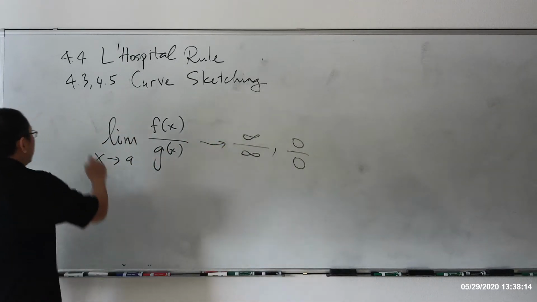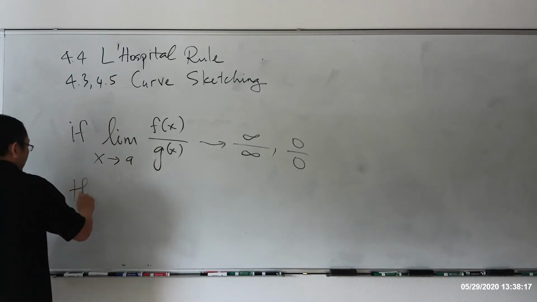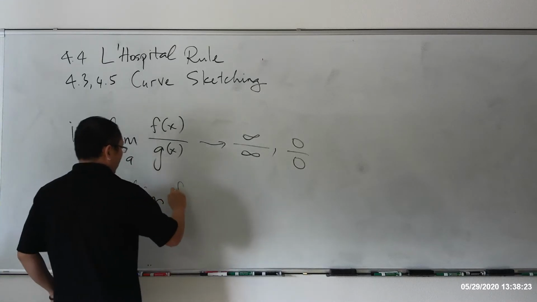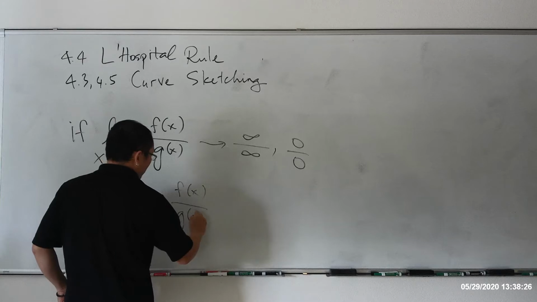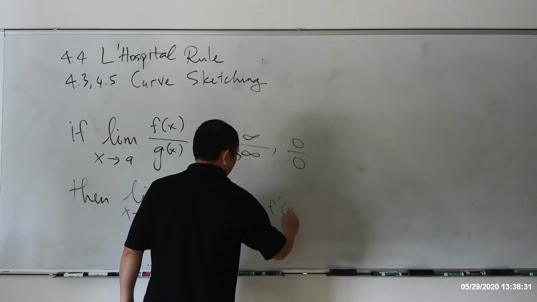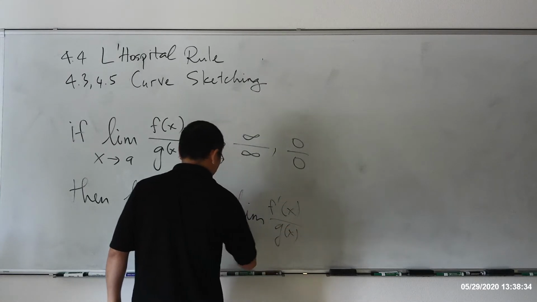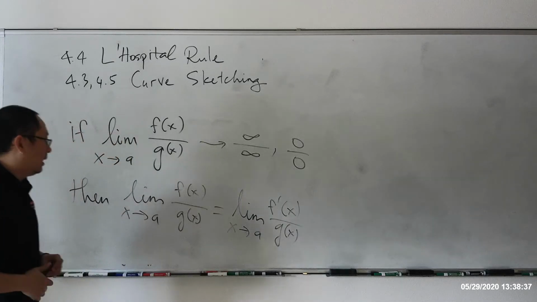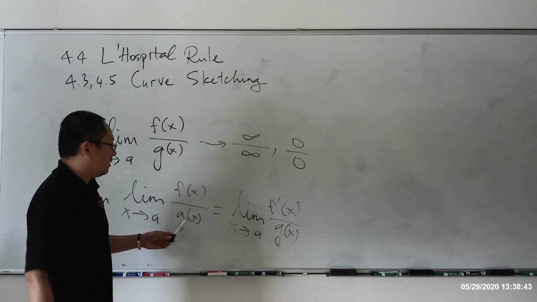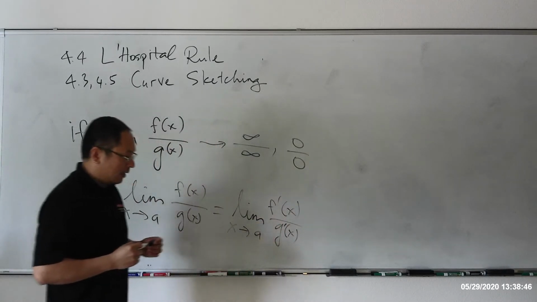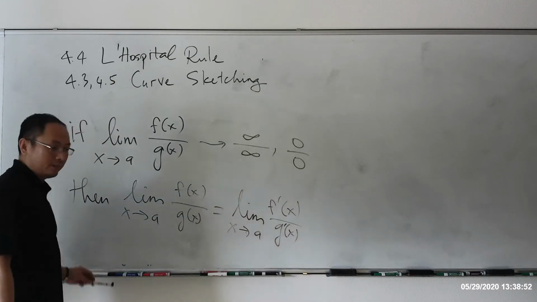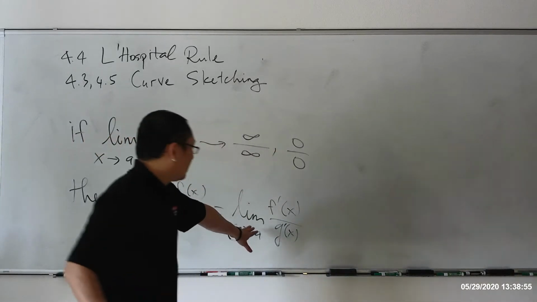Then the L'Hopital rule says this: if the limit is of this form, then the limit of f of x over g of x will be equal to the limit of f prime of x over g prime of x, as x approaches a. In other words, if the limit is of the form infinity over infinity or 0 over 0, then you can take the limit of the derivative of the numerator over the derivative of the denominator. And hopefully the second limit will be easier.